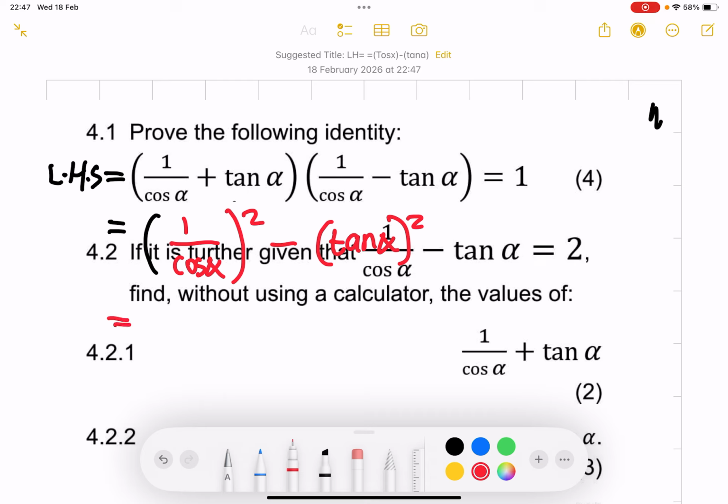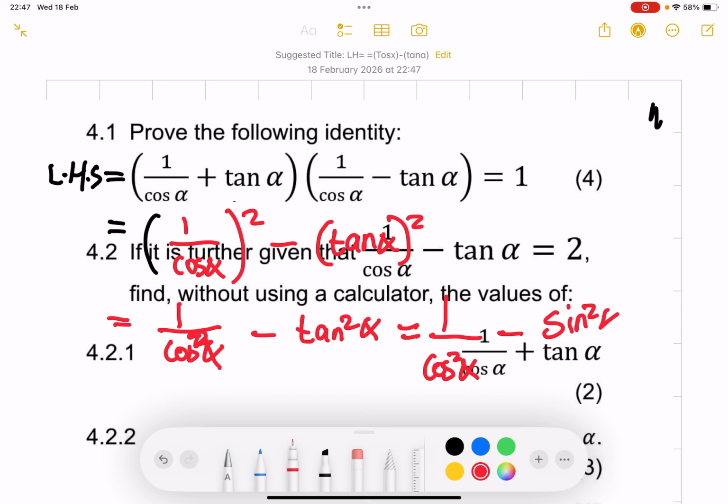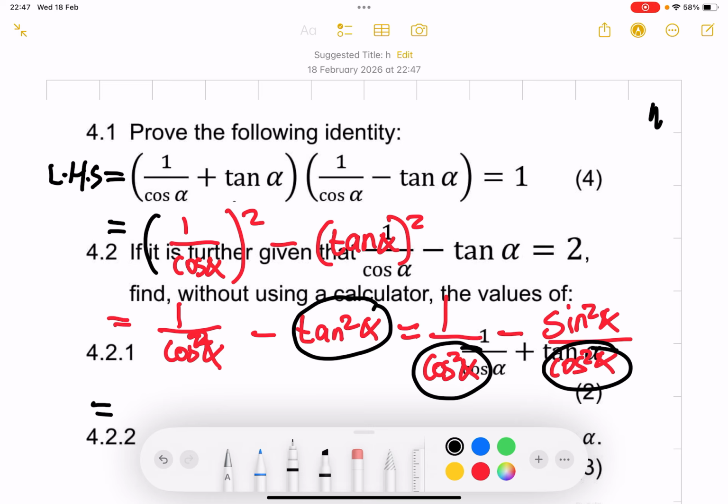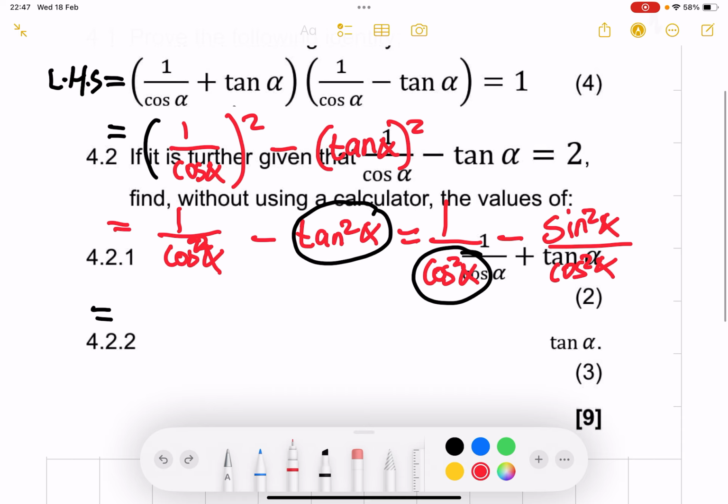And this becomes 1 squared is 1, cos squared is cos squared alpha. So here we have 1 over cos squared alpha minus tan squared alpha, which is equal to 1 over cos squared alpha minus sine squared alpha over cos squared alpha. Remember, tan theta is basically sine over cos, but because we have squares, we need to put squares on both the sine and the cos. And the nice thing is the LCD is already the same. We have cos squared and cos squared there. So I can put them under the same denominator.